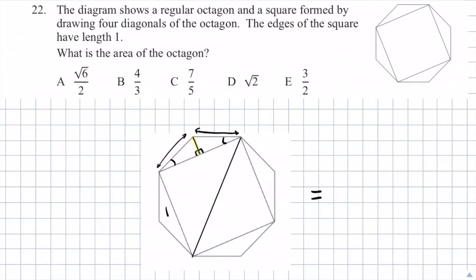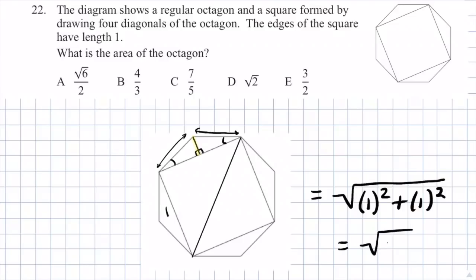So we can do the square root of 1 squared plus 1 squared, which is the square root of 2. So the diagonal is root 2, which means that this length is also root 2. The square we know is symmetrical. We know that the octagon is symmetrical. The square has 4 lines of symmetry, the octagon has 8 lines of symmetry. So of course what that means is those 2 lengths that I've highlighted are going to be equal.